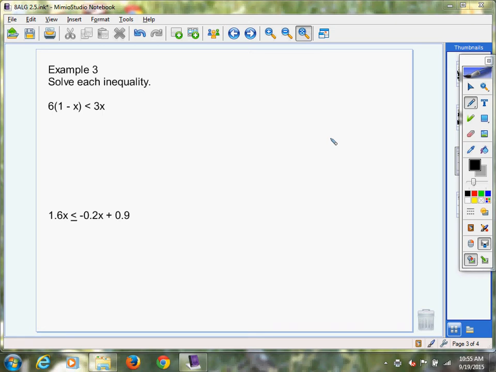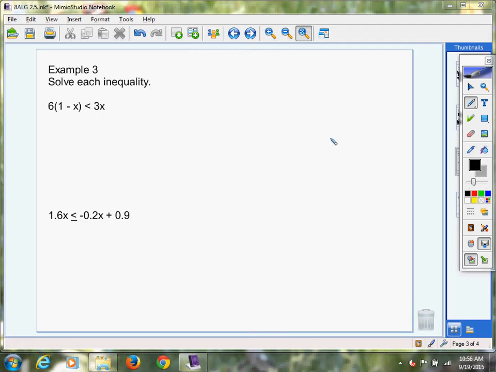We're still in 2.5. We're working on example 3. As you may recall, in example 1, we solved inequalities with variables on each side of the inequality. Example 2, we did some word problems, so some of you may have really gotten that and some of you may still be struggling with that. Now example 3, we have to do some simplifying before we can start moving things around.